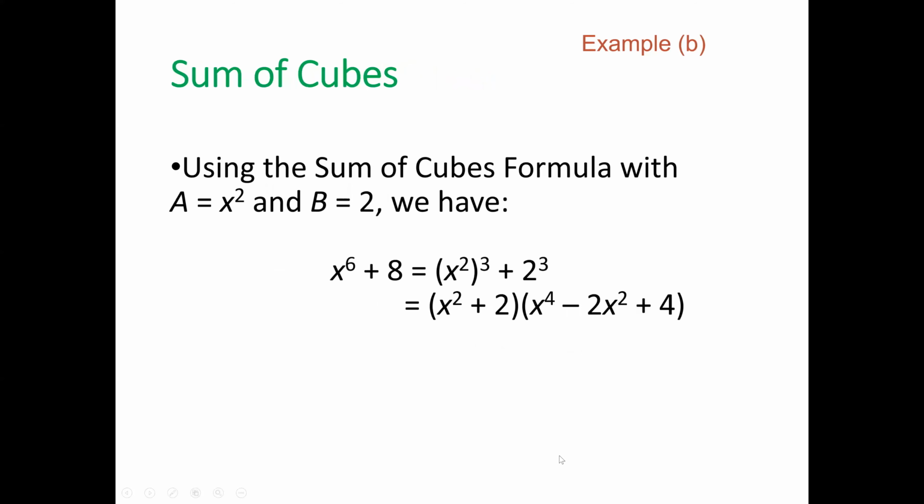Same thing with the next one. This is x to the power 6, so it's x squared to the power 3. 8 is 2 cubed. So we get x squared plus 2, then x squared squared, so that's x to the power 4, minus 2x squared, because we have 2 and x squared, plus 2 squared, which is 4.